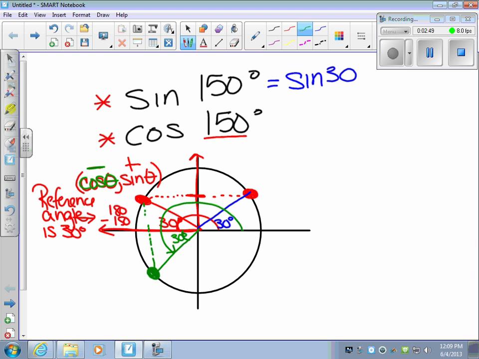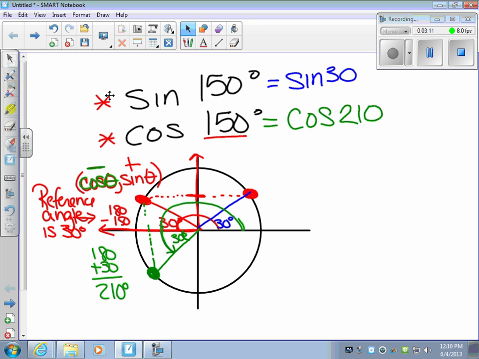Okay, from here to here is 180, and then you have 30, so I go 180 plus 30, and I get 210. Good. That tells me that the cosine of 150 is the same as the cosine of 210. They both have the same exact x value, and cosine means x value. Now, the reason for the 30 is because, do you guys remember the chart that we did?